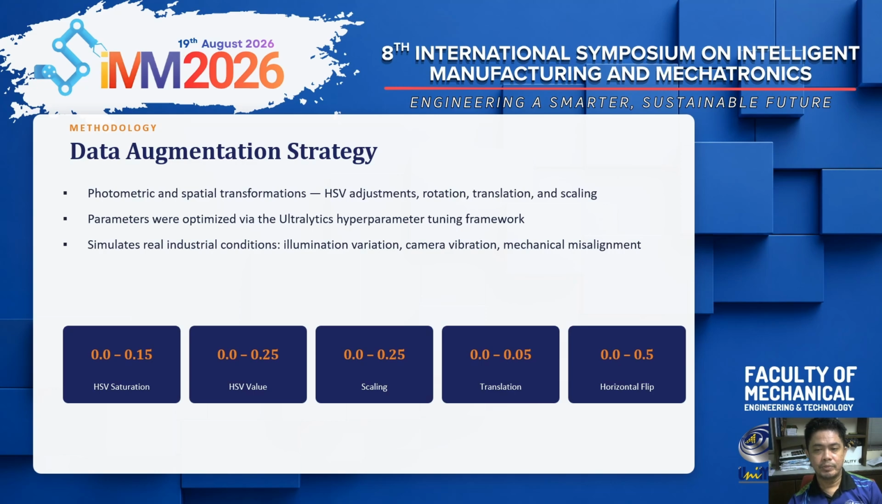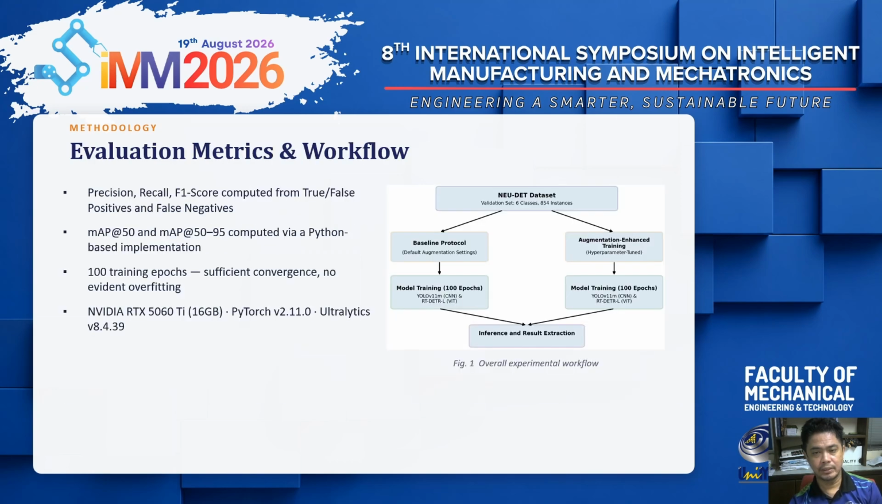To make the models more robust, we apply data augmentation. This means changing the image slightly during training. For example, adjusting brightness and color, rotating, moving, or scaling the image. Instead of choosing these values manually, we use the Ultralytics automatic tuning tool to find the best settings. This augmentation helps simulate real factory conditions like different lighting or camera vibrations.